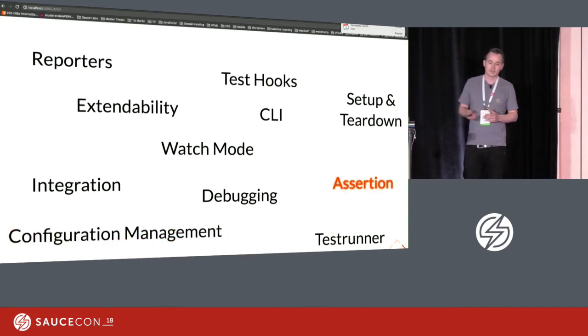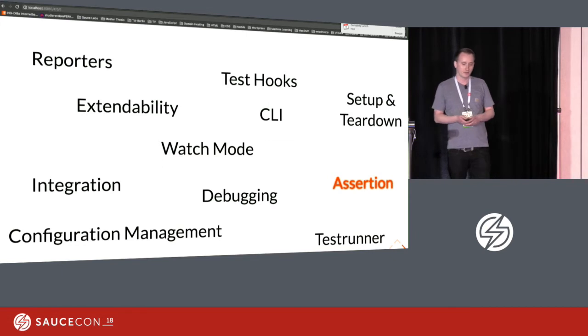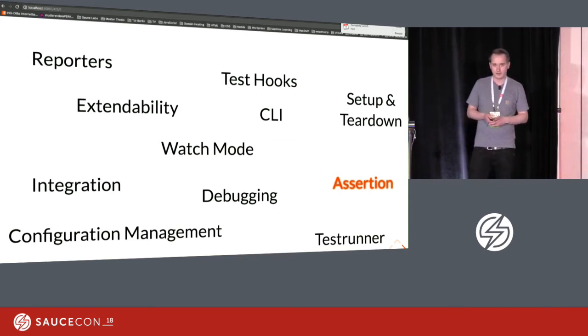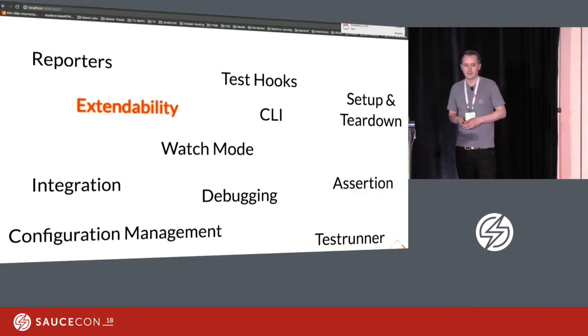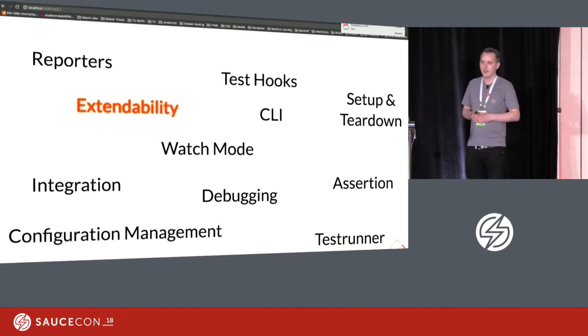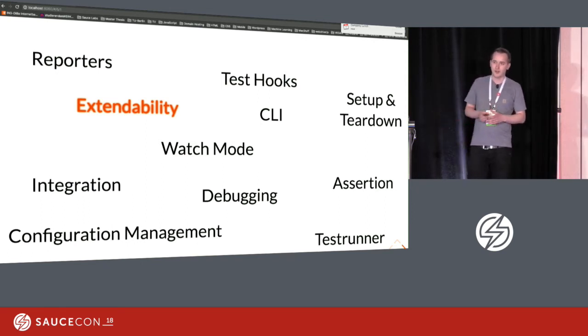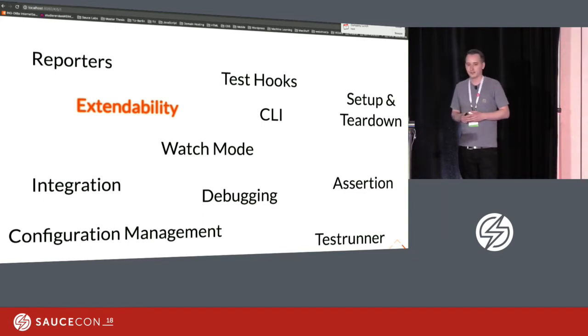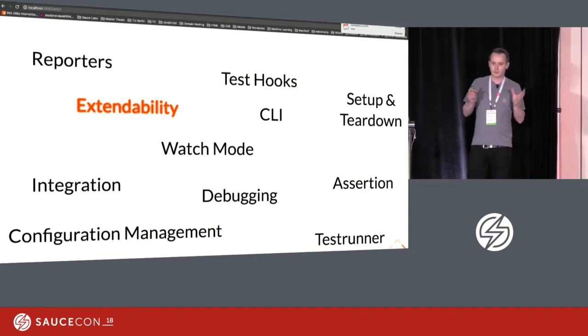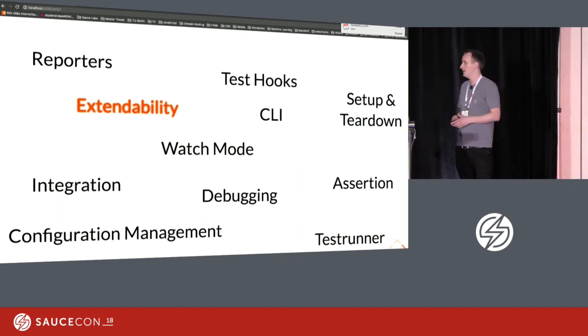Assertions, of course. WebdriverIO has custom assertion packages, but of course you can use any arbitrary assertion library that is out there on NPM. Extendability: WebdriverIO has plugins that you can put in and that do jobs for you that you don't want to do by yourself. For instance, starting a browser driver, or there's a service that allows you to do crazy screenshot automation, that kind of stuff.